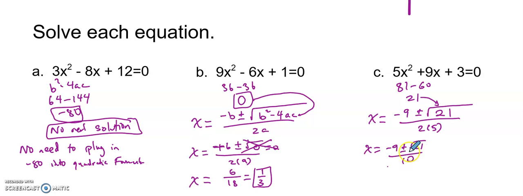And that's how we solve an equation using the quadratic formula. Remember to check the discriminant first, because if you get a negative number, you don't actually have to do the quadratic formula. You can just say there's no real solution, be done.